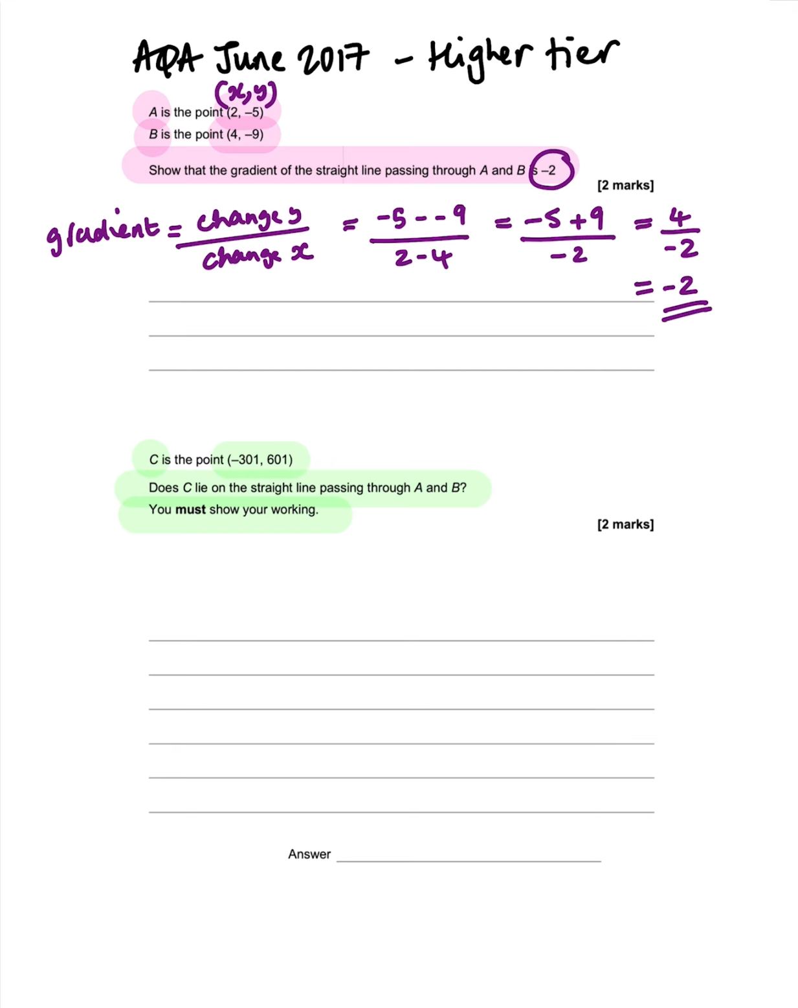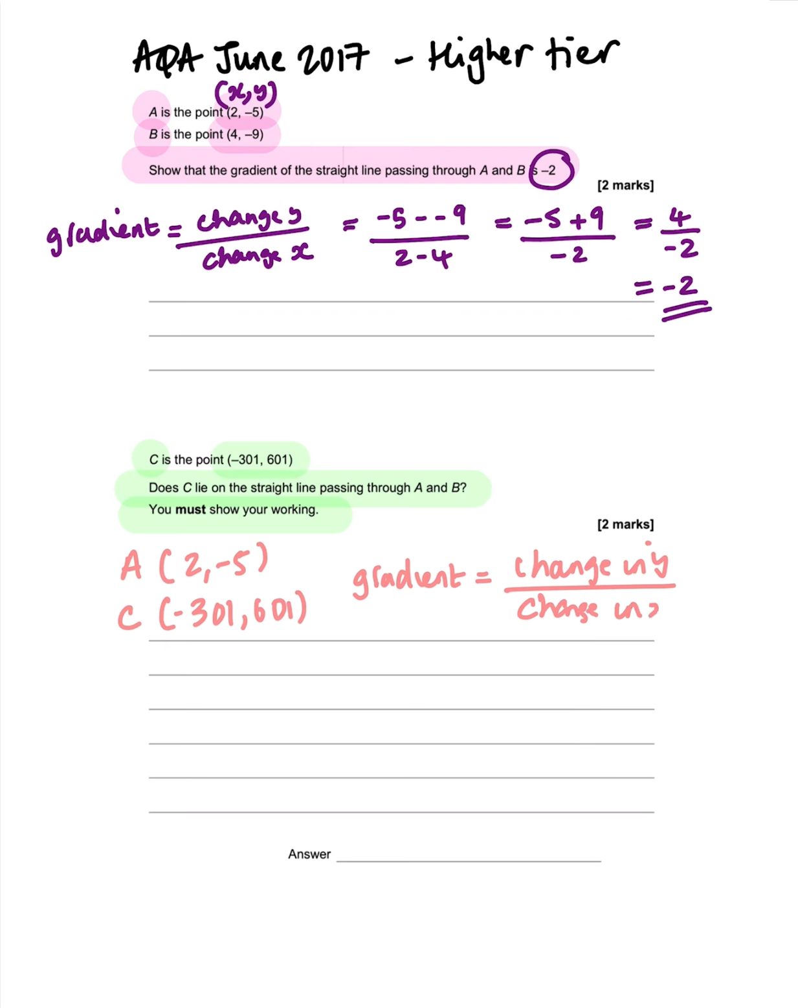So let's work with the coordinate A, which is (2, -5). And then we're going to work with the coordinate C, which is (-301, 601). We're going to do the same process again. We're going to find the gradient. So we're going to do the change in y divided by the change in x. So the change in y, remember we have x, y coordinates. So the gradient is equal to -5 minus 601 for the change in y. And the change in x is 2 minus -301.